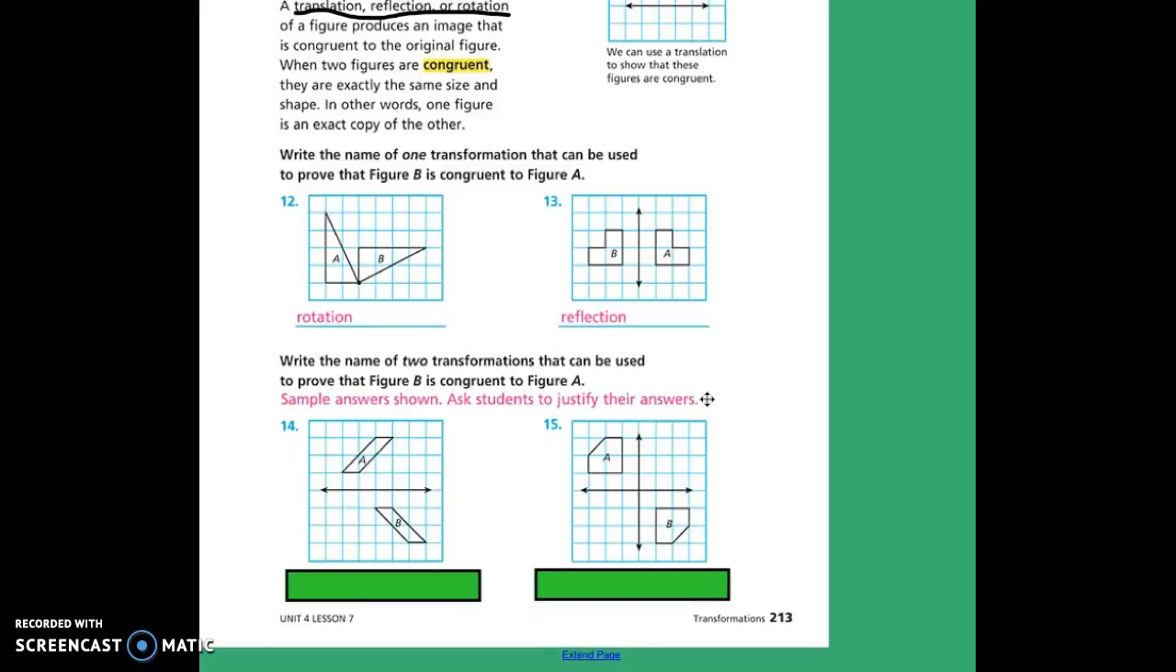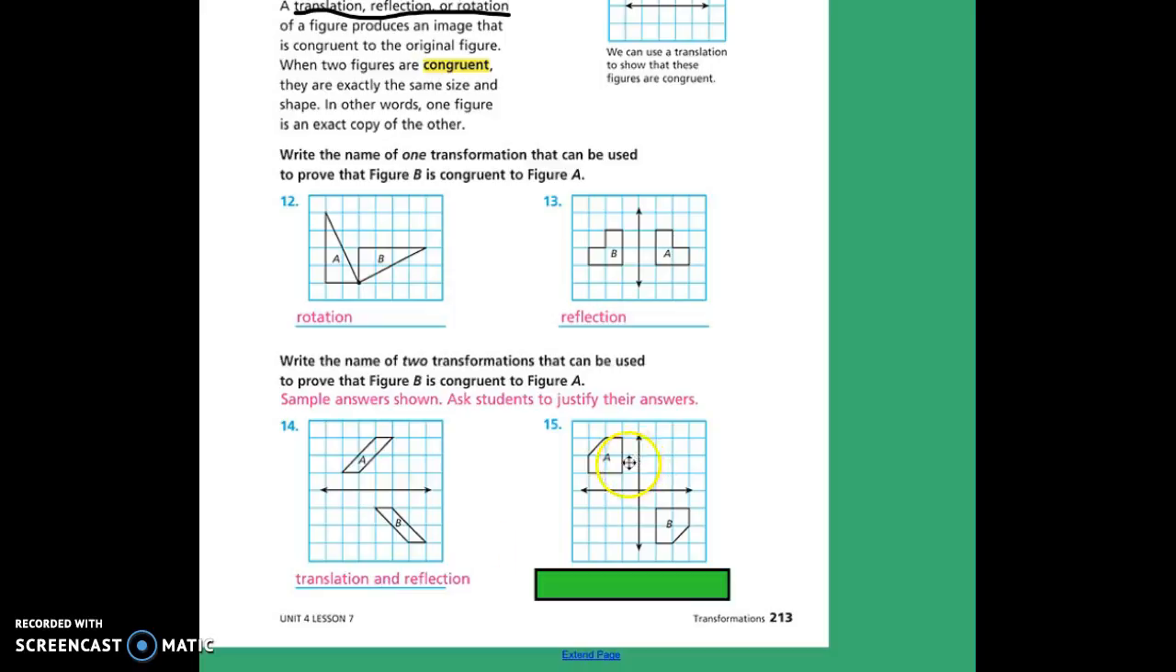Sometimes there are 2 transformations that are happening. See if we can figure out which 2 are happening. So how did A get to B? Well, first thing I'm going to have to do is translate A 2 units over here. And then in order to get it to do that, I have to reflect the image. So it's a translation and a reflection.